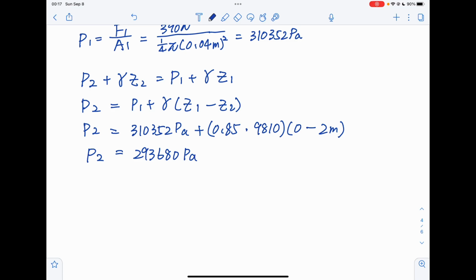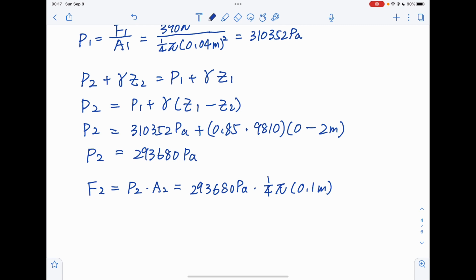And F2 equals the pressure at point 2 times the area at point 2, which gives you 293,680 times 1/4 pi times the diameter, which is 10 centimeters, 0.1 meter, squared. So F2 is going to be 2310 Newton.